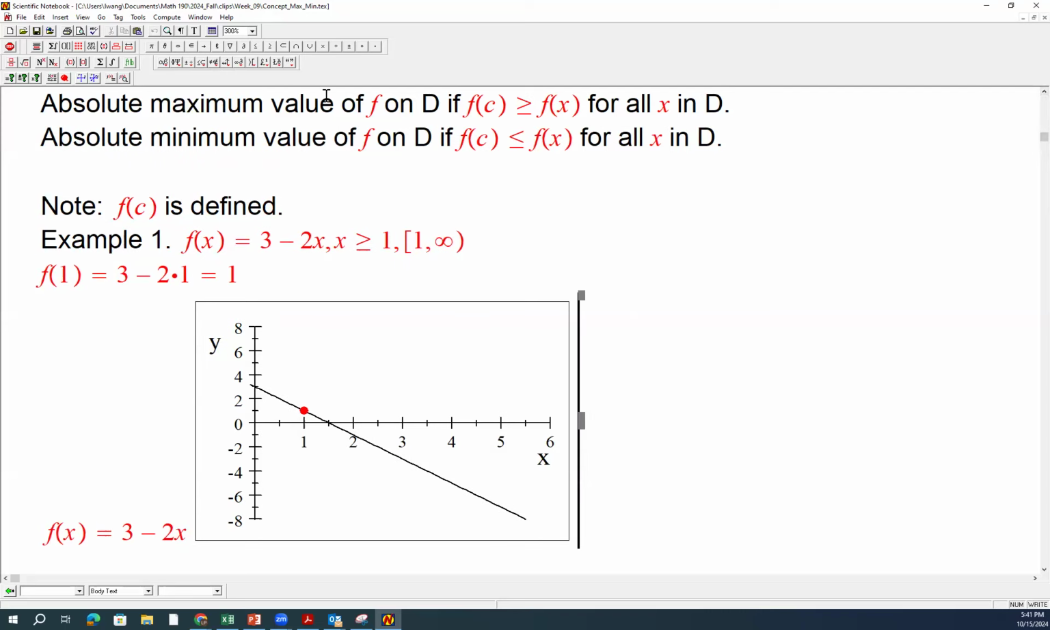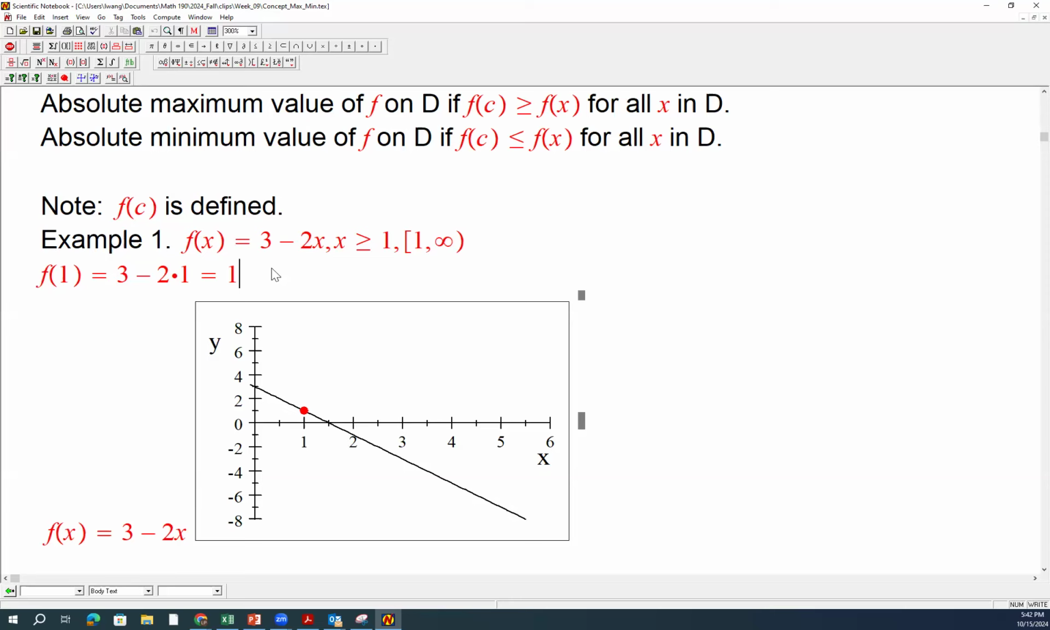Well, the absolute max is defined that f of c is greater than or equal to all of the rest of the function's values. In our case, f of 1 is the largest, right? The rest of them are all smaller. So we have an absolute maximum, because f of 1, which is how high it is, is higher than the rest of it.